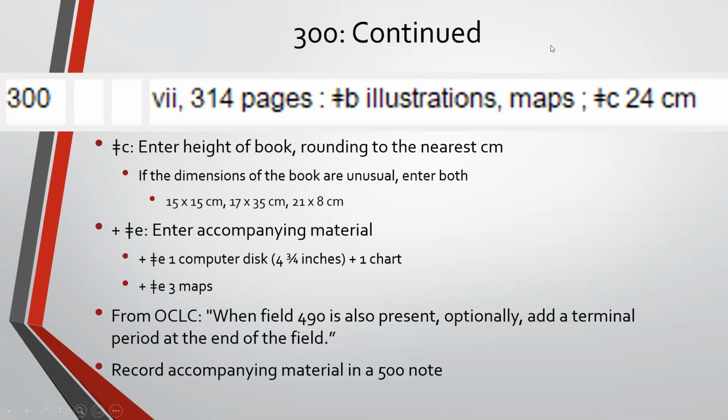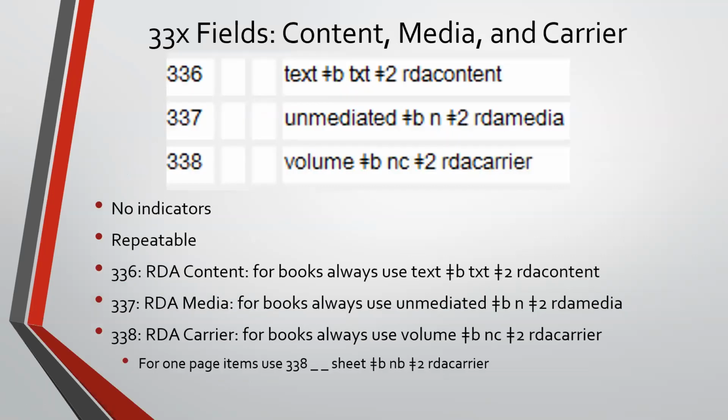And then you can make a note of this accompanying material in a 500 field. 33X fields: RDA content, media, and carrier. These are sort of the set terminology that RDA uses to describe what this object is. You don't use indicators. These are repeatable.